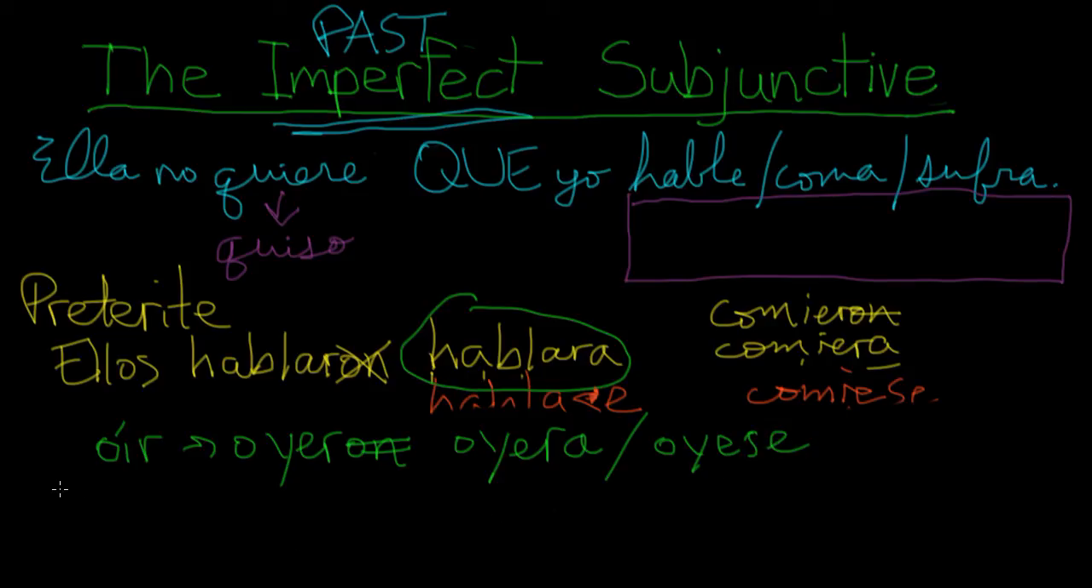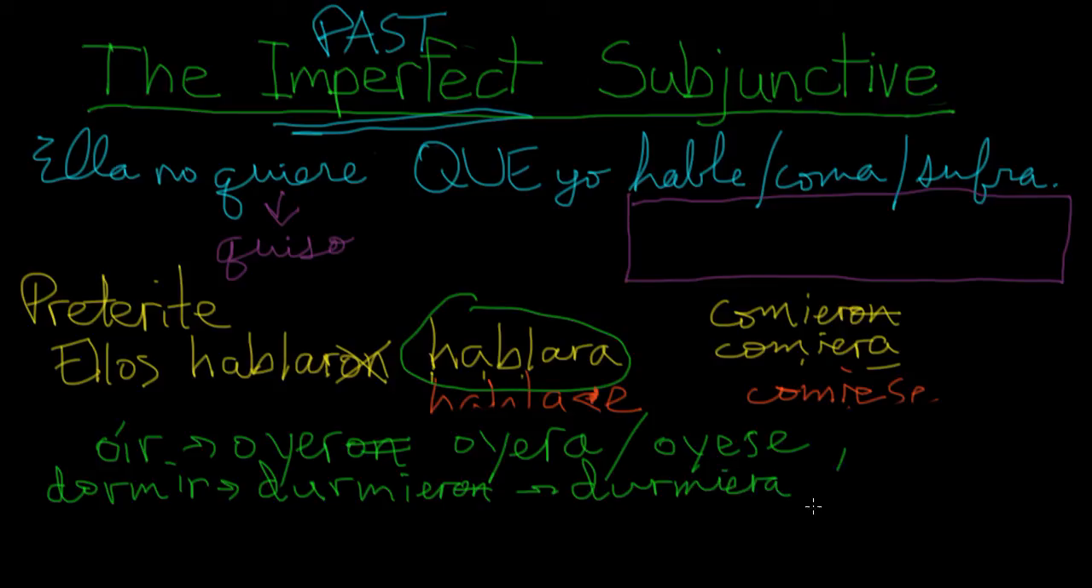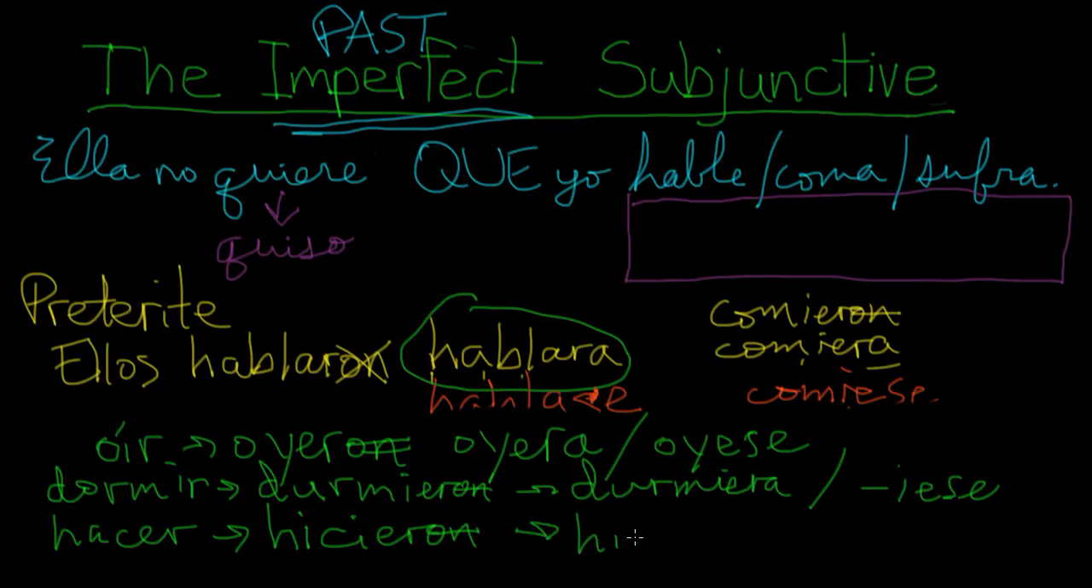If we take another verb, let's say a stem-changing verb like dormir, in the preterite tense, the o goes to u, durmieron, drop the on, and it goes to durmiera, so you could have predicted, or durmiese. And finally, hacer. In the ellos form of the preterite, the a goes to i, hicieron, drop the on, and it's hiciera, or hiciese.